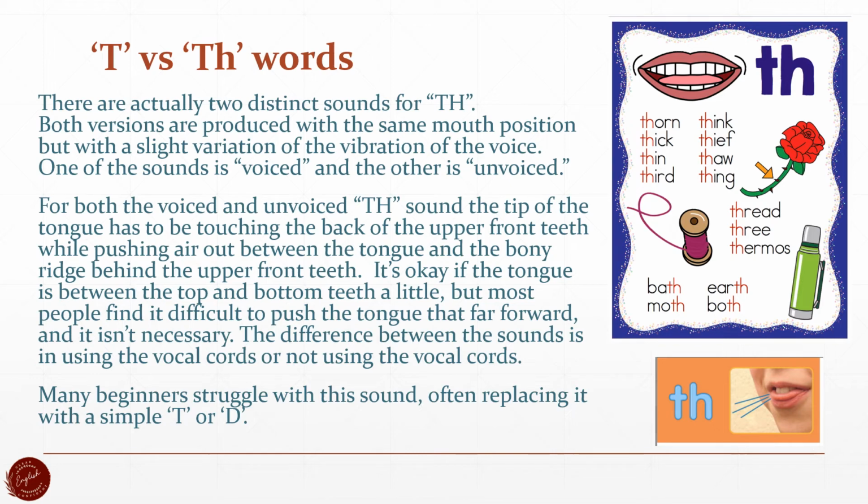Both the voiced and the unvoiced TH sounds, the tip of the tongue has to be touching the back of the upper front teeth while pushing the air out between the tongue and the bony ridge behind the upper front teeth. It's okay if the tongue is between the top and the bottom teeth a little bit, but most people find it difficult to push the tongue that far forward, and it's not necessary. The difference between the sound is using the vocal cords and not using the vocal cords. Many people struggle with this sound, and it's usually pronounced as a T or a D for beginners.